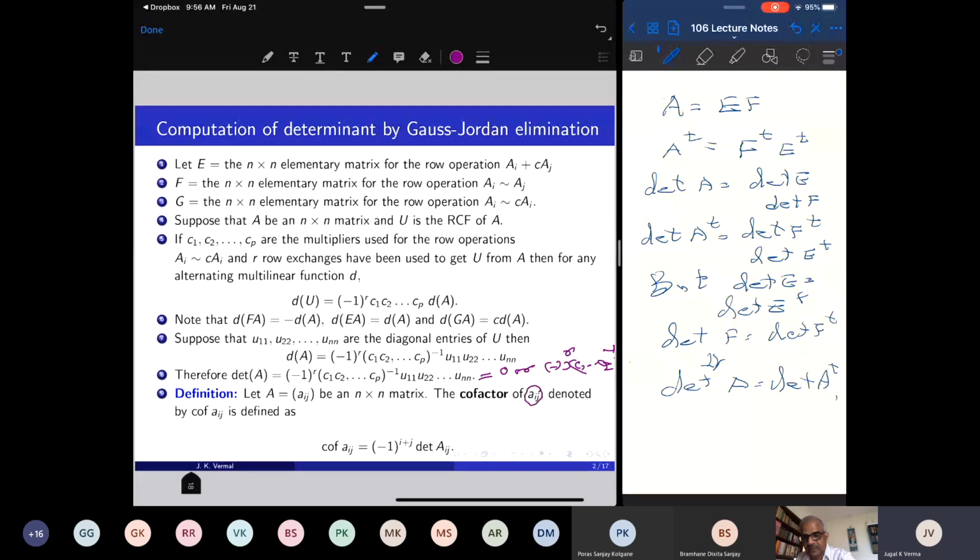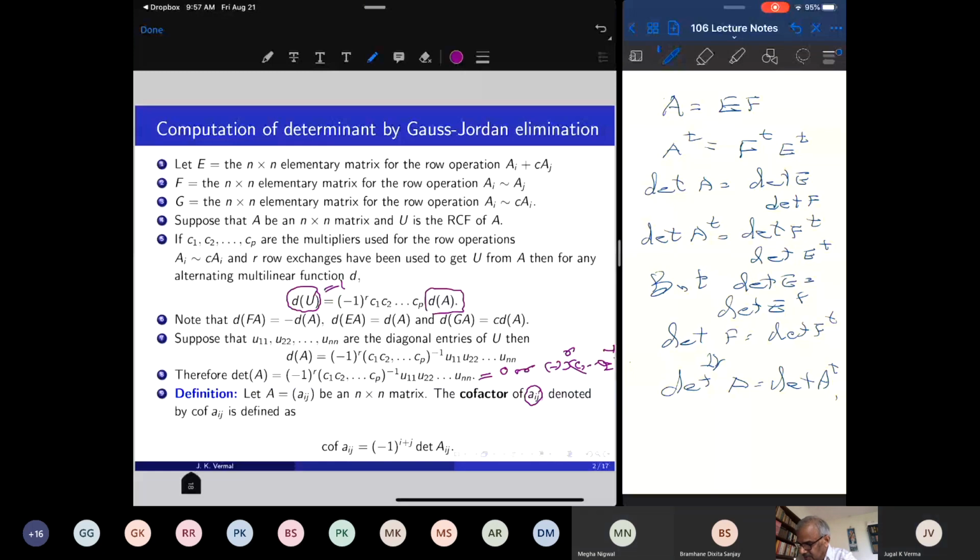Sir, can you repeat what is the determinant of A if the row canonical form is the identity matrix? Yeah. If it is the identity matrix, then U is the row canonical form of A. So determinant of U, if A is invertible, then the row canonical form is the identity matrix, and therefore determinant of U is 1. Is that clear? Yes, sir. Yeah, then determinant of A can be calculated.